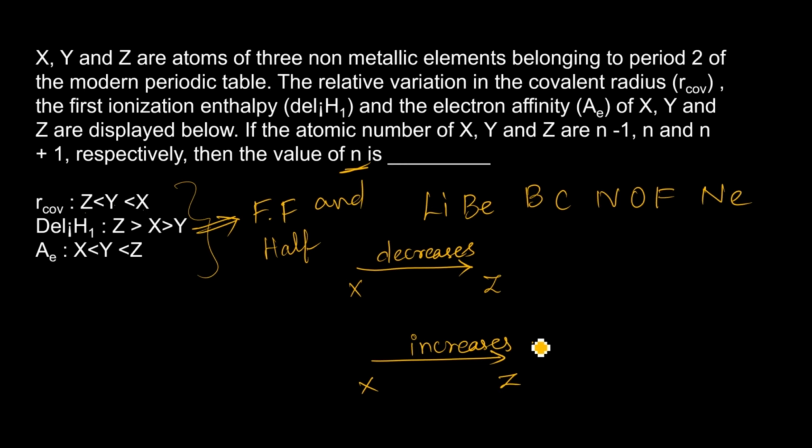So the only clue point here we have is ionization enthalpy. So you can see this nitrogen, oxygen and fluorine. Nitrogen is having 2p3 configuration, which will need more energy for an electron to be removed.